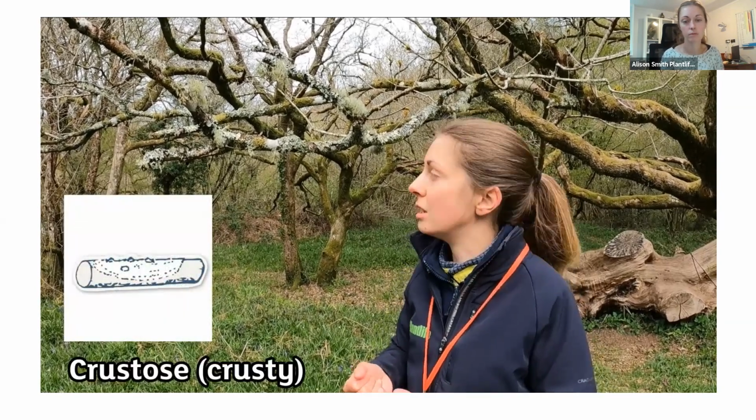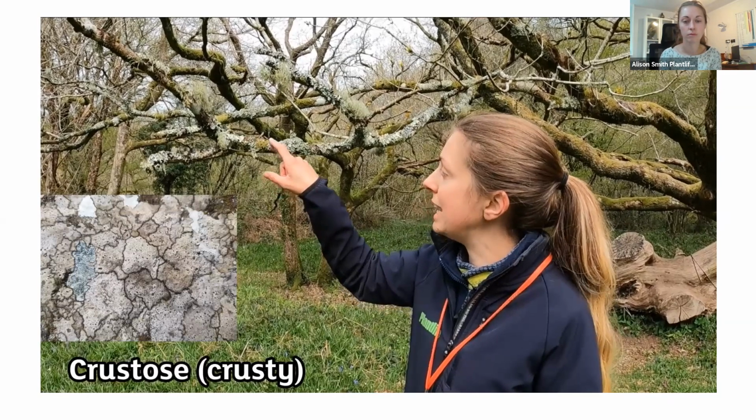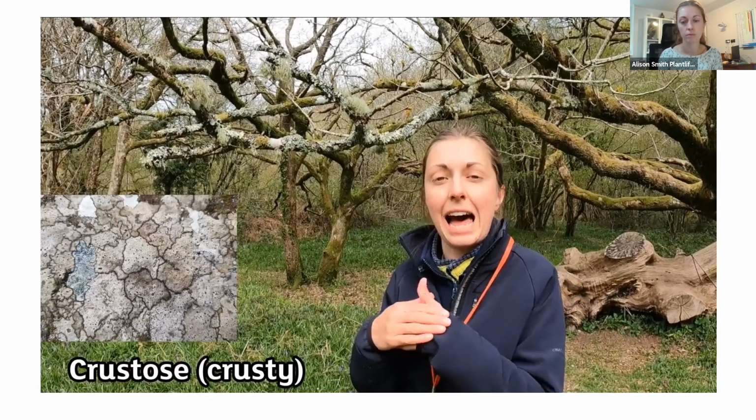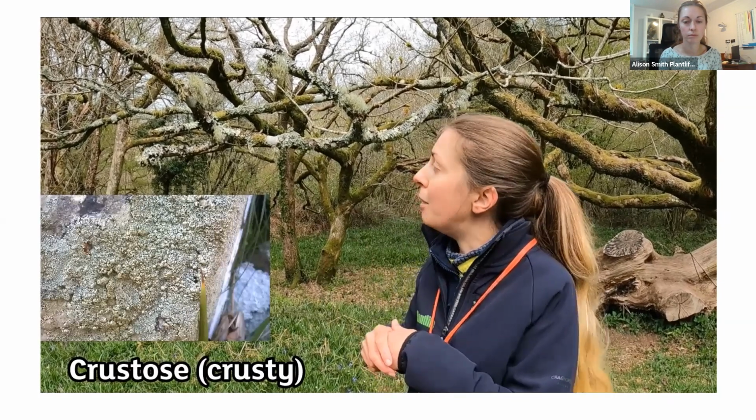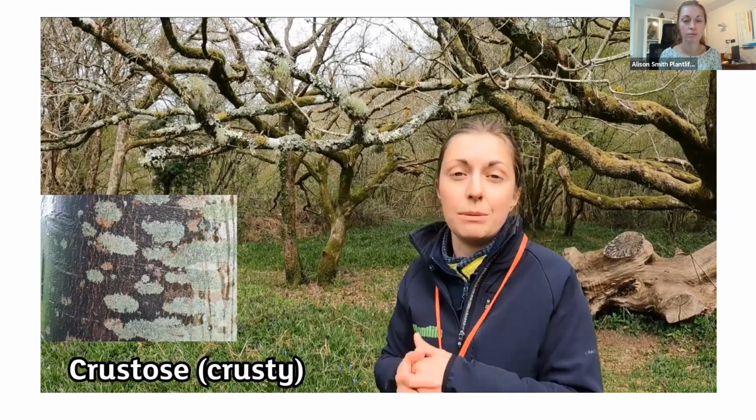And then we also have the third one, which is crusty or crustose lichens, and there's an example just here. These ones are completely attached to the thing that they're growing on. You can't peel them off at all. They look as though they've actually been painted on to the twig or rock that they're growing on.